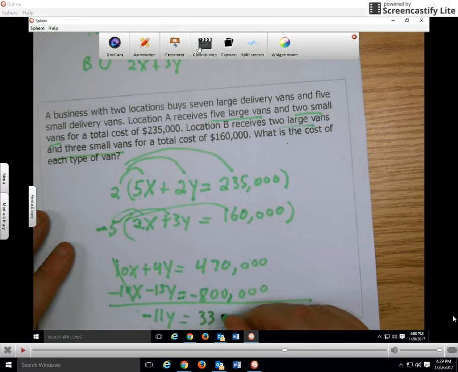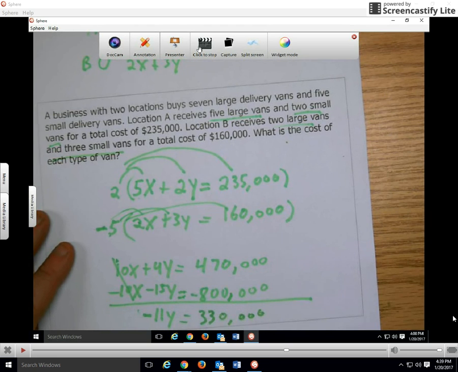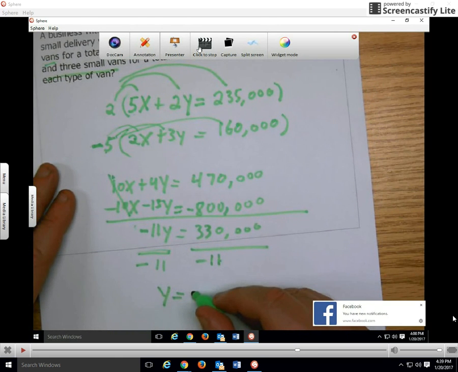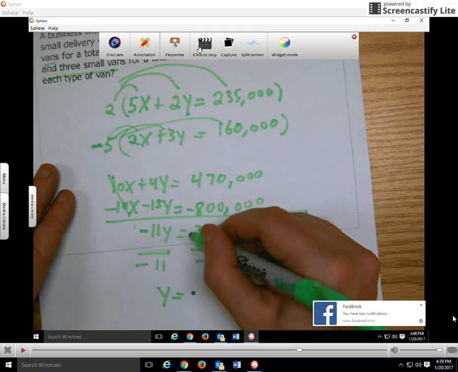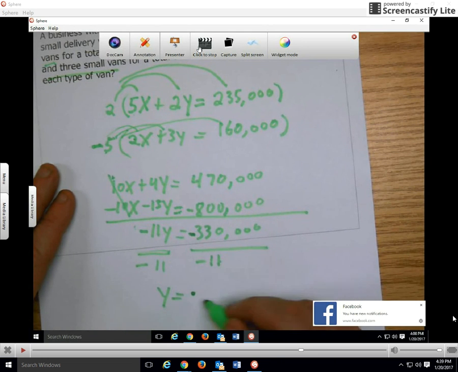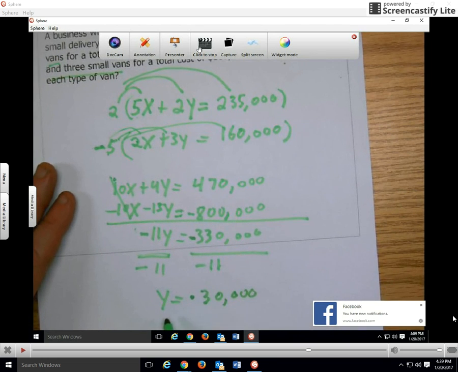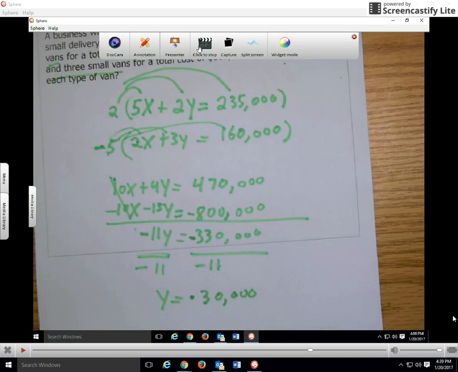Now we have to put these zeros back on. Okay, divide both sides by a negative 11. Eleven goes into 33 three times. So y equals. Oops, sorry, this is a negative. Negative divided by a negative is a positive, so it would be a positive 3 and 0, 0, 0, 0. So y equals 30,000.